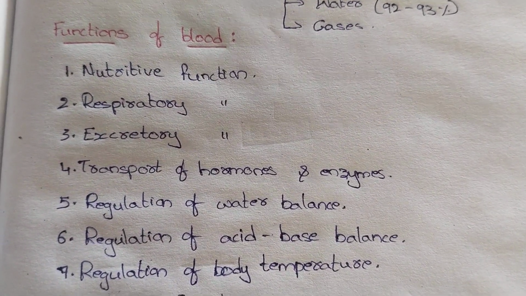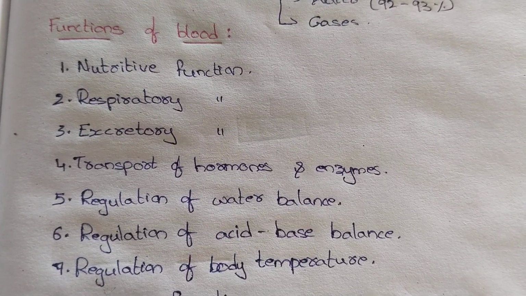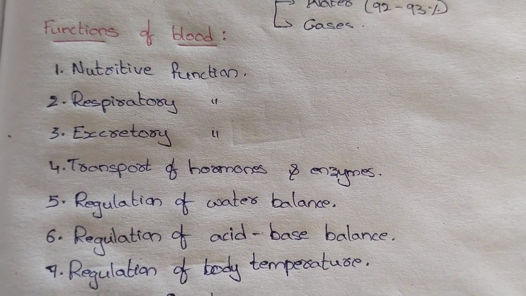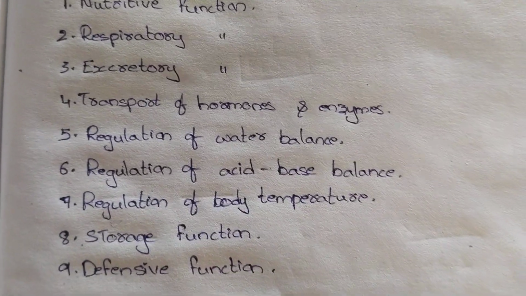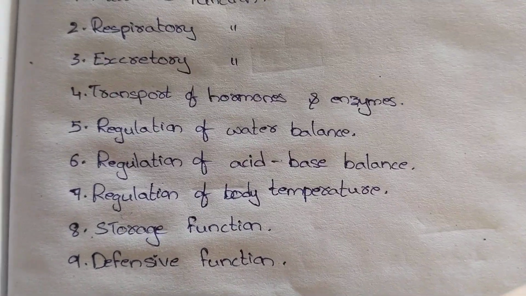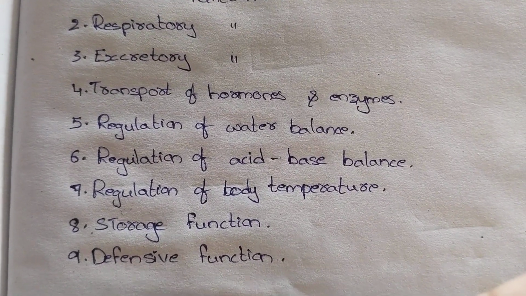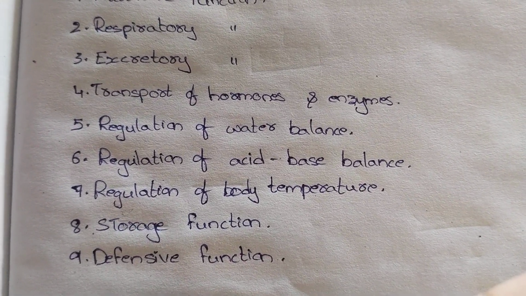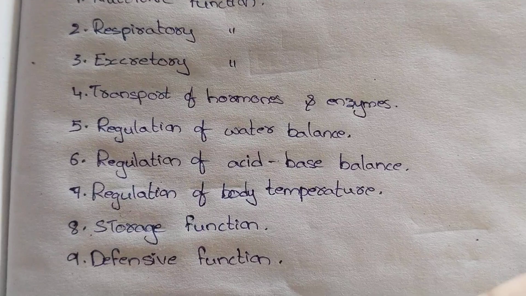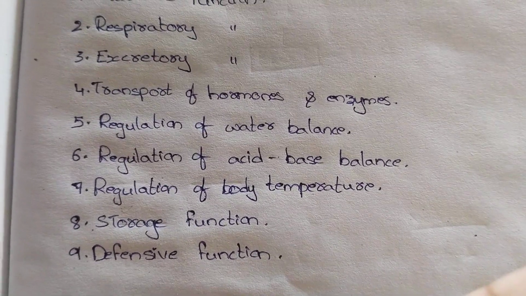Sixth is regulation of acid base balance. Plasma proteins and hemoglobin act as buffers and help in the regulation of acid base balance. The seventh one is regulation of body temperature. Because of its high specific heat, blood also acts as a thermoregulatory mechanism in the body.